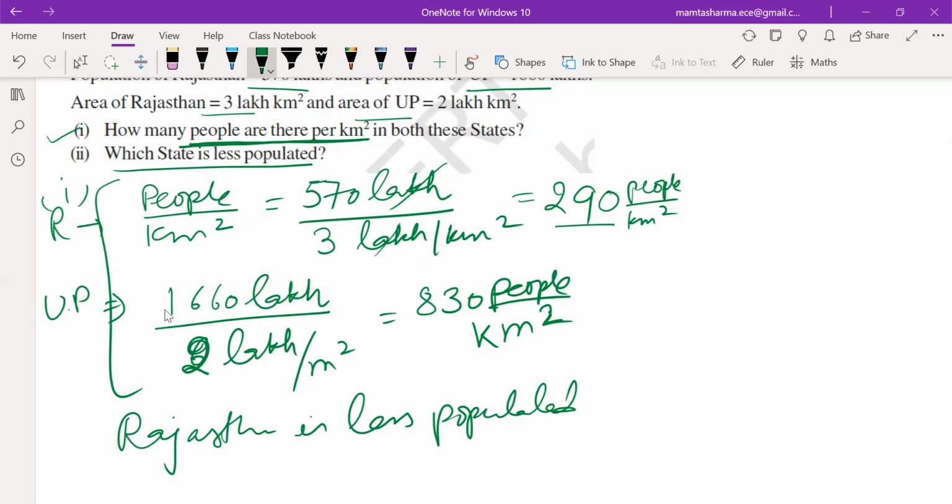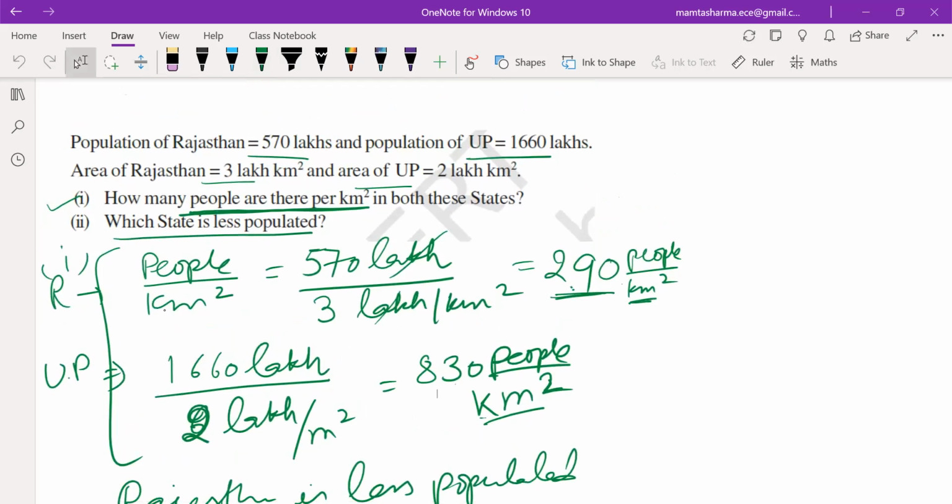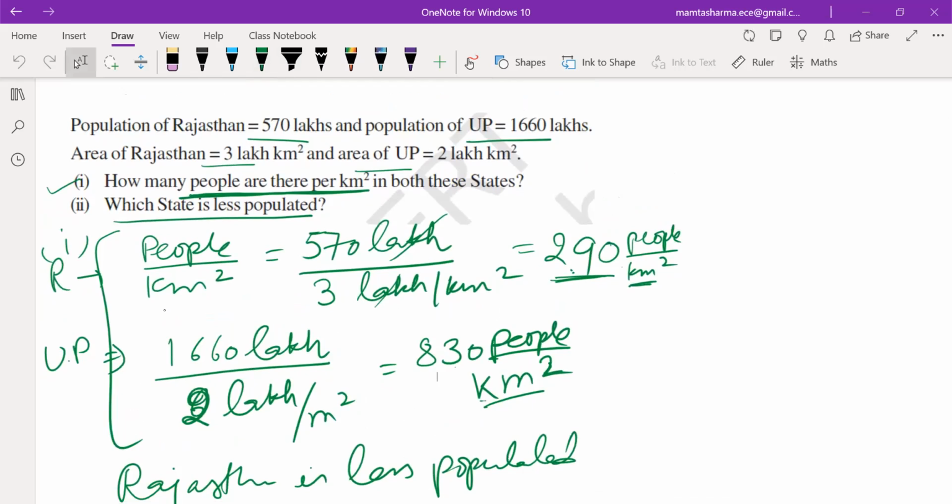If per kilometer the people are less, it means less population is there. If per kilometer the population is high, it means that state is having more population. In the question, the given values are 570 lakhs and 1,660 lakhs. Is it clear?